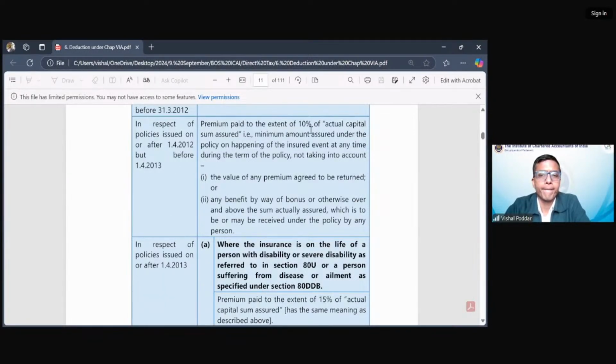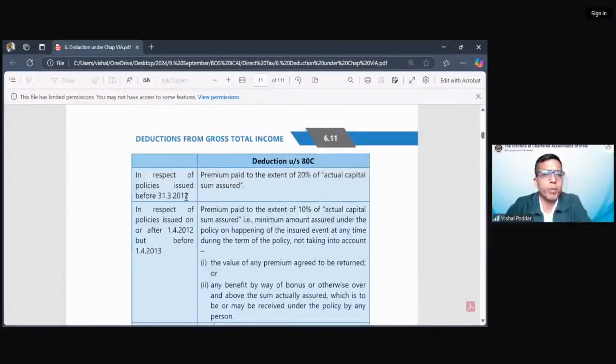Yes. Now, understand this point. Where the policy is taken up to the cutoff date, that is 31st March 2012, premium paid up to 20% of the policy amount is allowed. However, if the policy is taken on or after 1st April 2012, premium up to 10% of the policy amount is allowed. So in my example, my policy of 2008, the policy amount is 10 lakhs.